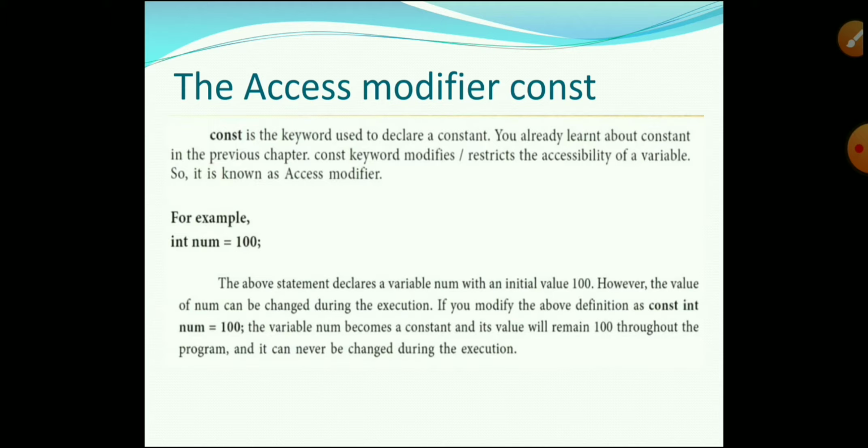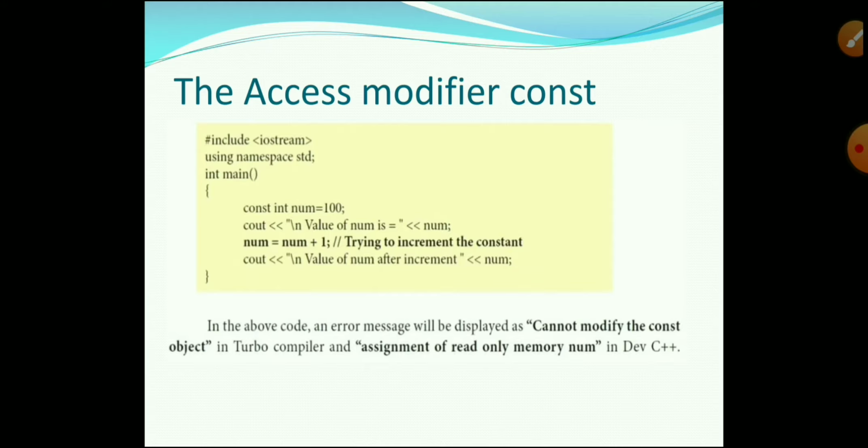Next, an example of the access modifier constant. See here, int main, the curly braces start, and they use the const keyword: const int num = 100. Since they used the const keyword, the value cannot be changed in this program. Next, the value of num is displayed, so only 100 will display.